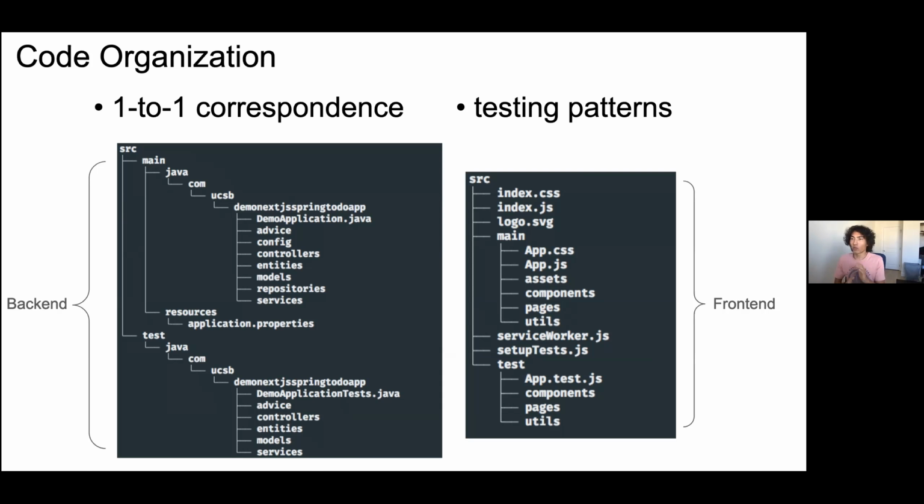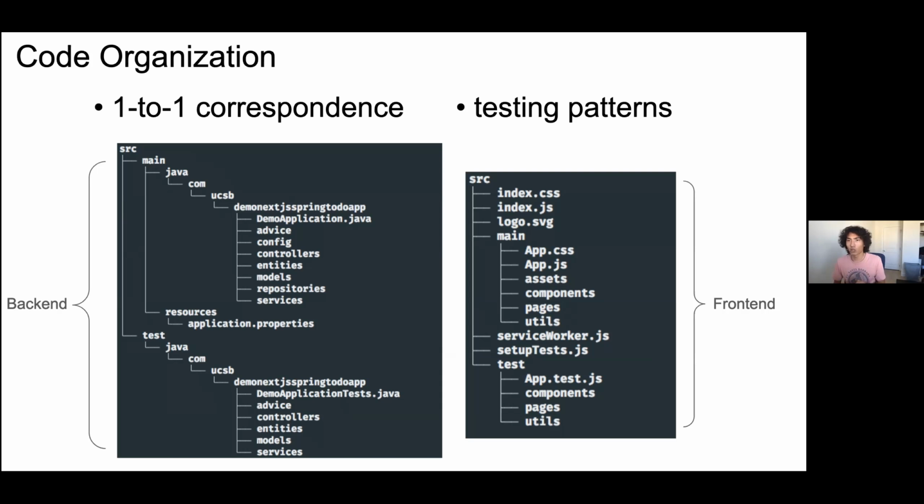One is for every implementation file in the main directory, its corresponding test file can be found in the test directory. This means that if you're ever looking at a piece of code and you're wondering where the tests are that are responsible for testing this, you can easily find it by finding its twin file in the test directory. So there's a direct one-to-one correspondence.